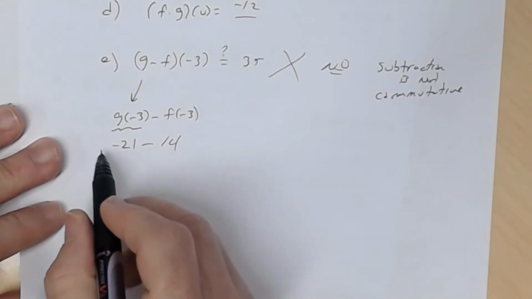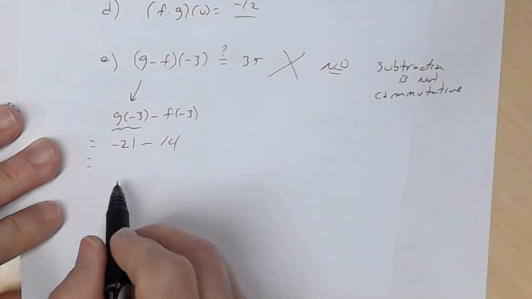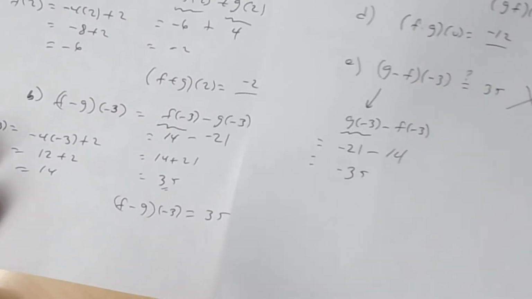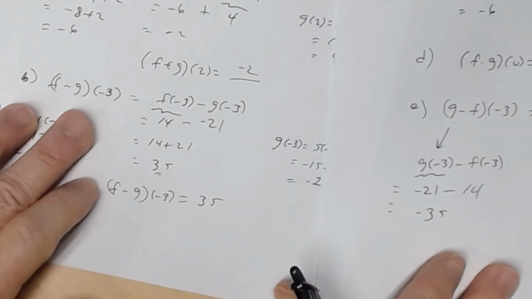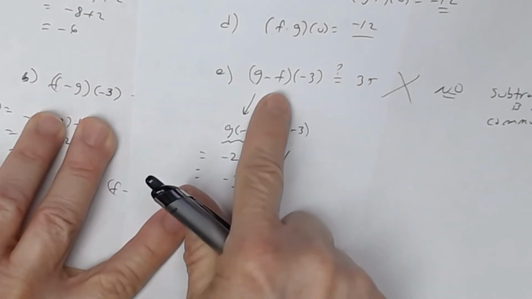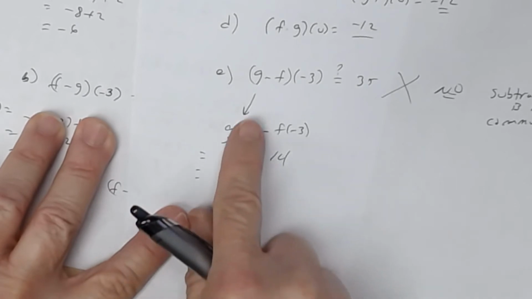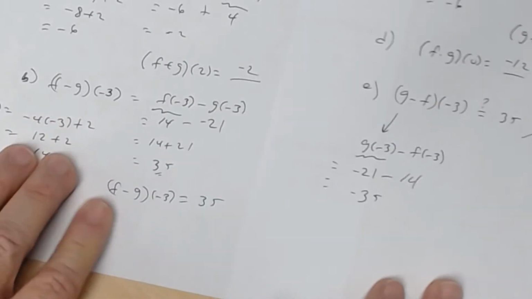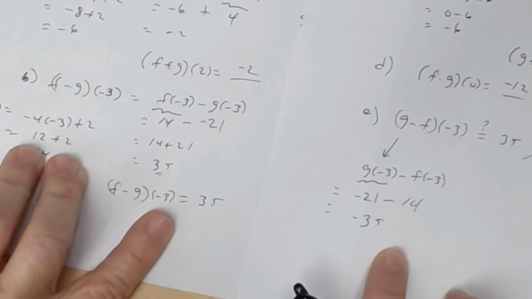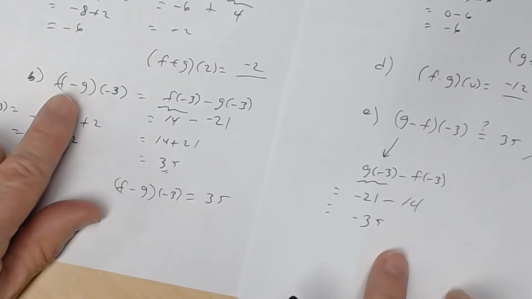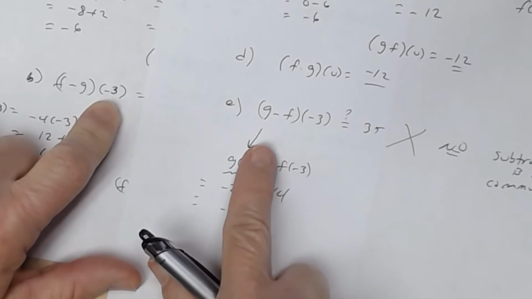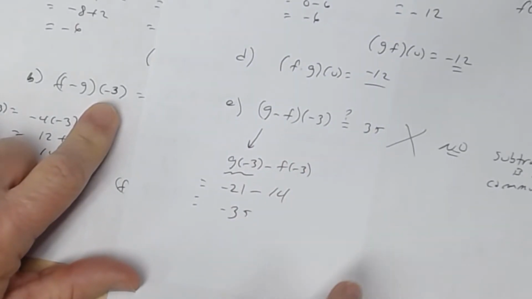I want you to notice something, though. Negative 21 minus 14 is negative 35. Interesting, right? So f minus g at negative 3 was a positive 35, and g minus f at negative 3 is a negative 35. Those are opposites. It's always going to be that way. So if you find f minus g at a particular value, and then you want to find g minus f at that value, it's just going to be the opposite.